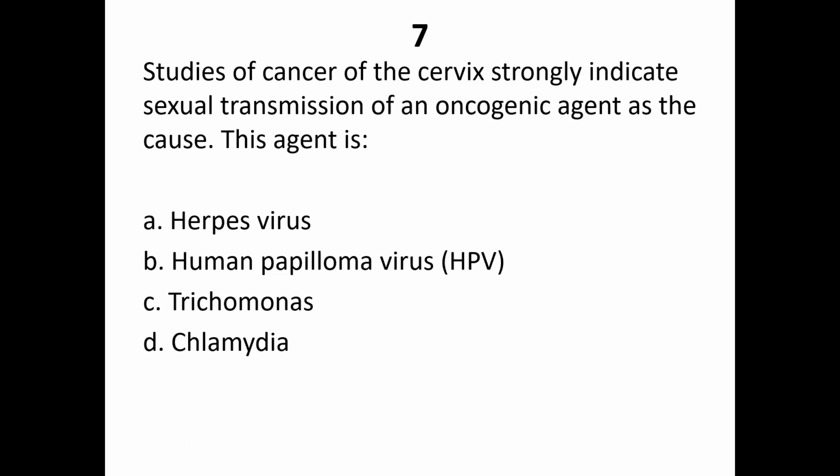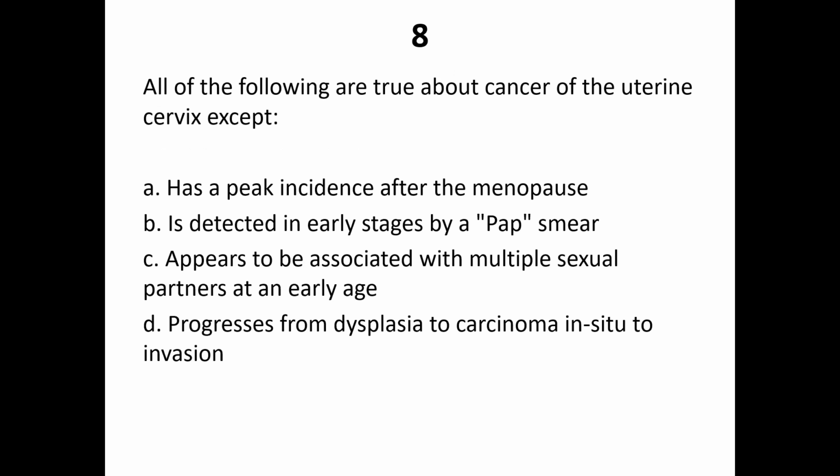Studies of cancer of the cervix strongly indicate sexual transmission of an oncogenic agent as the cause. What is this agent? All of the following are true about cancer of the uterine cervix, except: peak incidence after menopause, is detected in early stages by Pap, appears to be associated with multiple sexual partners, and progresses from dysplasia to carcinoma in situ to invasion. So peak incidence after menopause is the correct answer.